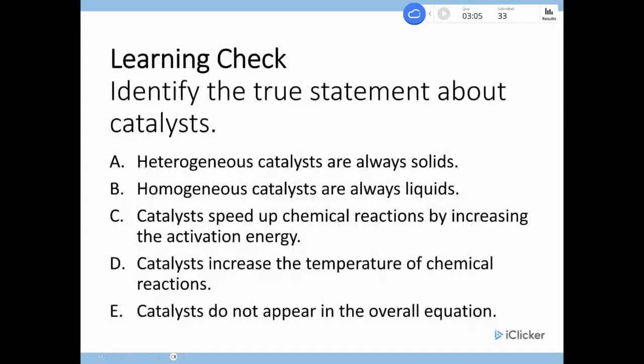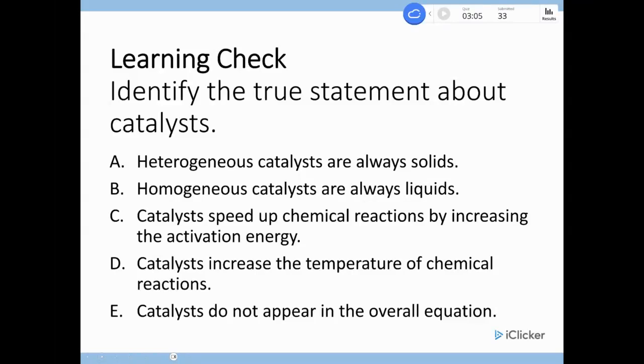Then next, we're identifying the true statement about catalysts. First says heterogeneous catalysts are always solid. That is not true. We could have a gaseous phase reaction and a liquid phase catalyst. That would be a heterogeneous catalyst, vice versa.